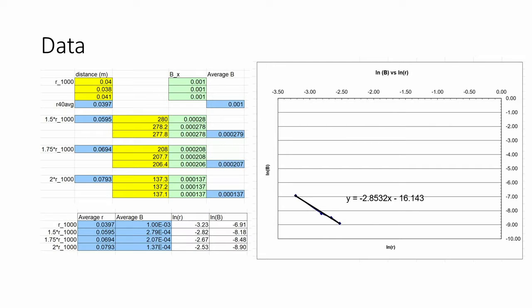The graph on the right plots the natural log of the data I collected in order to linearize the data. The equation that is graphed corresponds to the equation ln B equals ln k plus n ln r. This means that the slope of the graph equals our value for n, and the value of k can be found from the y-intercept by raising e to the power of the intercept. Our result is the equation B equals 9.75 times 10 to the negative 8th times r to the negative 2.85.